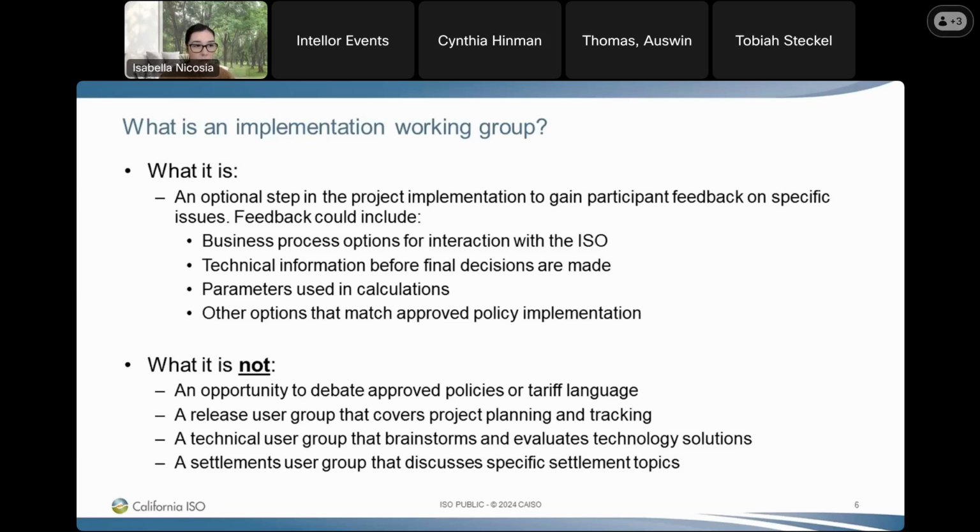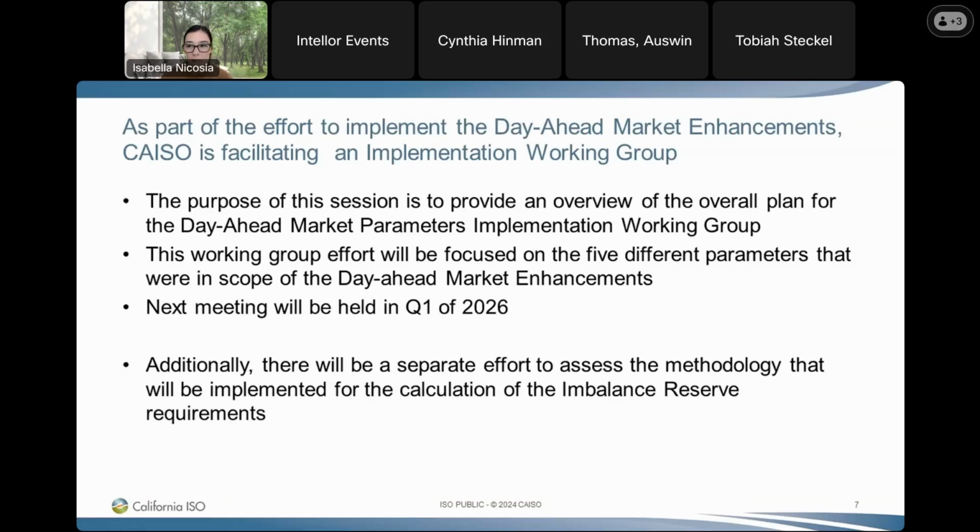So if we move to the next slide here, as part of the effort to implement the DAME initiative, the ISO committed to facilitating an implementation working group. The purpose of this session is to provide an overview of the overall plan for the DAME parameters implementation working group. It will be focused on the 5 different parameters that were in scope of the Day-Ahead Market Enhancements Initiative. So today's meeting is really just to outline goals and the process itself, as well as cover the different testing approaches for the parameters. And then we will have more follow-up meetings in Q1 of 2026.